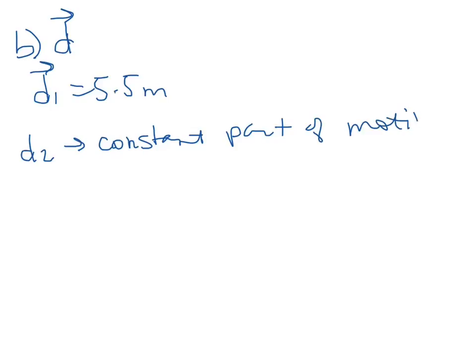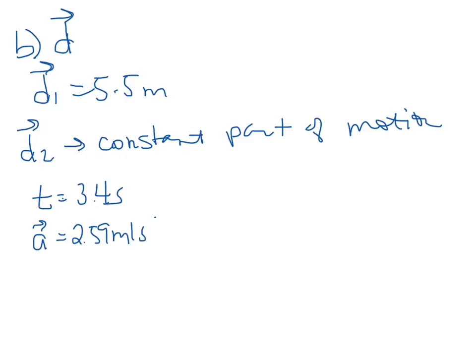And her constant part of her motion happens for 3.4 seconds. Okay, and we know that during that time she's accelerating at 2.59 meters per second squared. So we know that information. So now, if you go and look at your formula sheet, there is no equation that will allow us to figure out her displacement only using time and acceleration.